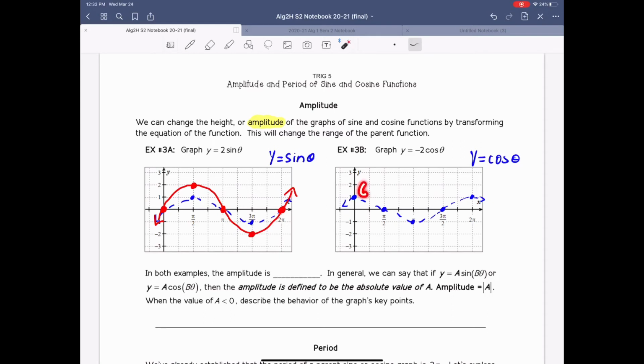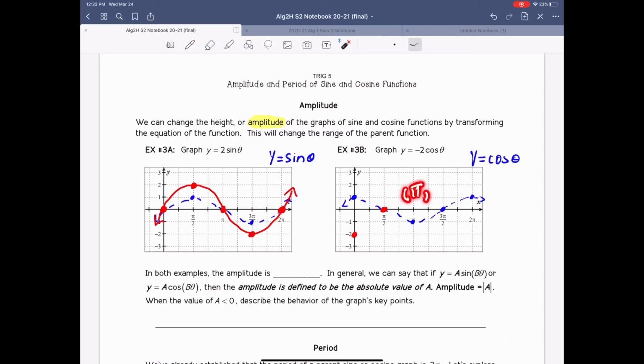So first up, I have 0 comma 1. We're going to multiply that y value by negative 2, and then we get 0 comma negative 2. So my new coordinate is 0, negative 2. Next up, we have pi over 2 comma 0. Well, just like the previous graph, if we multiply 0 by anything, we're just going to get 0. So that point stays the same. Then pi comma negative 1 is my next point.